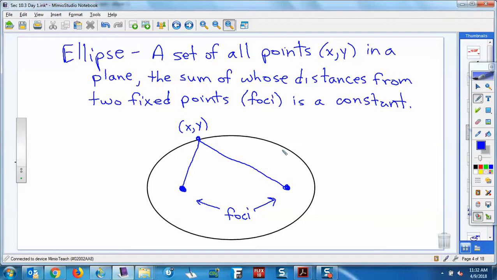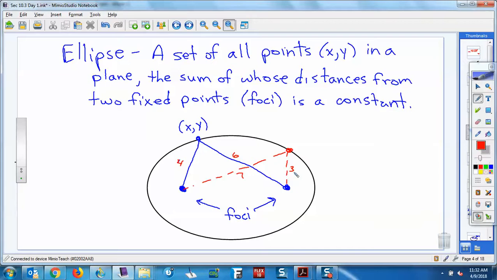So let's say that added up to 10. Let's say this was a length of 4 inches and this was 6 inches long. It adds up to 10. If you pick another point, say over here, then maybe that's 7 and 3, or whatever.